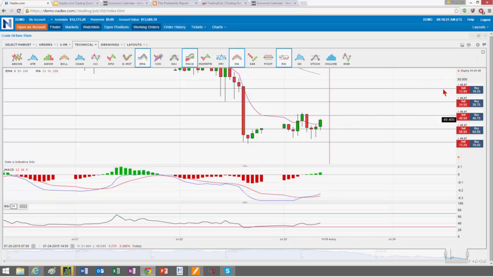And I've got 1 hour and 41 minutes left in this particular trade. So we're stuck between 49.27 and 49.47. So I'm going to grab my little drawing tool, and I'm going to take this strike price here.